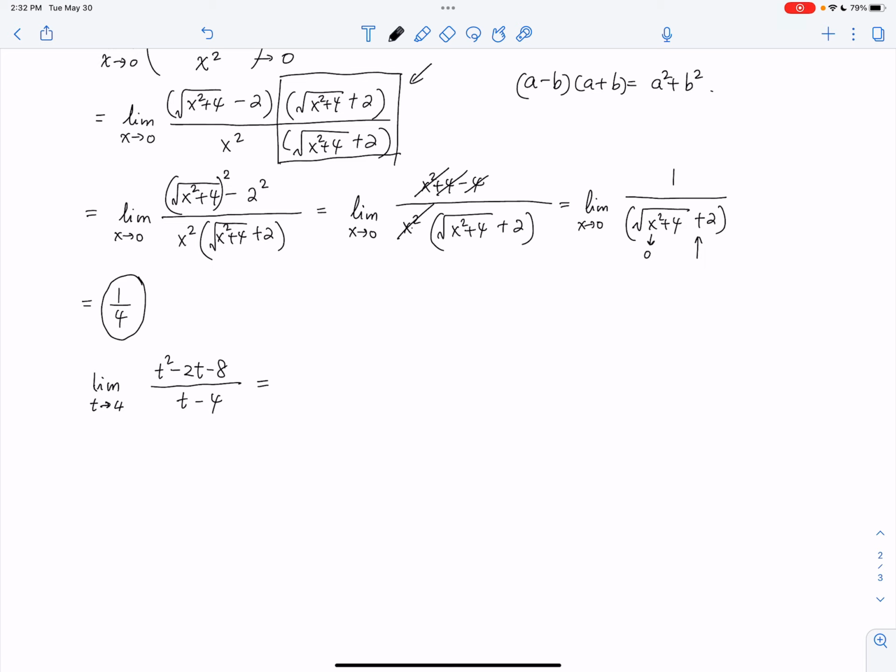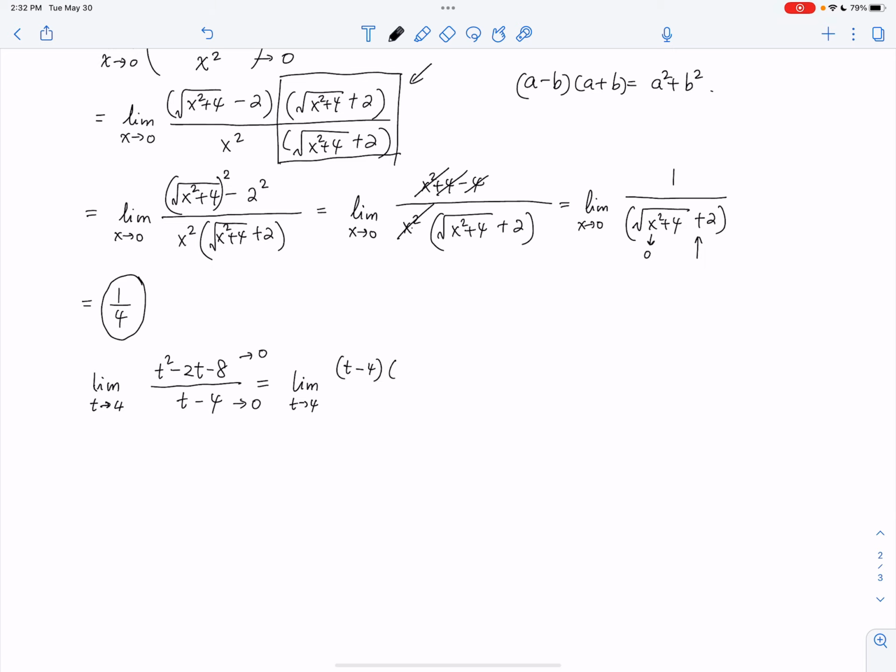So the bottom will be like 0. And if t is close to 4, you can see that the numerator is also close to 0, right? Because you get 4 squared, that's 16, minus 2 times 4, that's 8. 16 minus 8, that's like 0. So if you have polynomials, what you can do is you try to find the factors. So for the numerator, you have this.